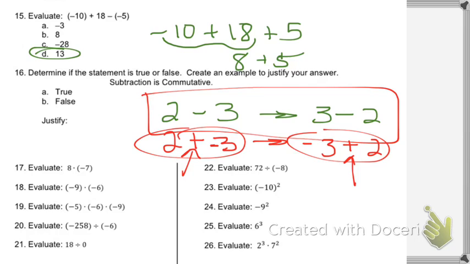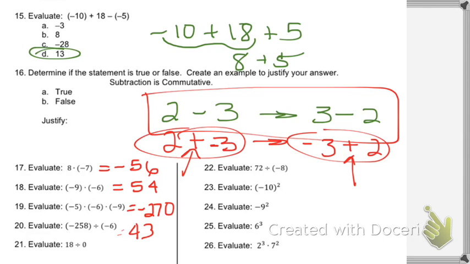We got some evaluate problems. I got 8 times negative 7. That's negative 56. Double negatives multiplied together, that's going to be a positive. Now I've got 3 negatives multiplied together. 30 times 9, it looks like negative 270. 258 divided by 6. Now I know they're negative, but I know if I divide two negatives, I get a positive. It's going to be 3.